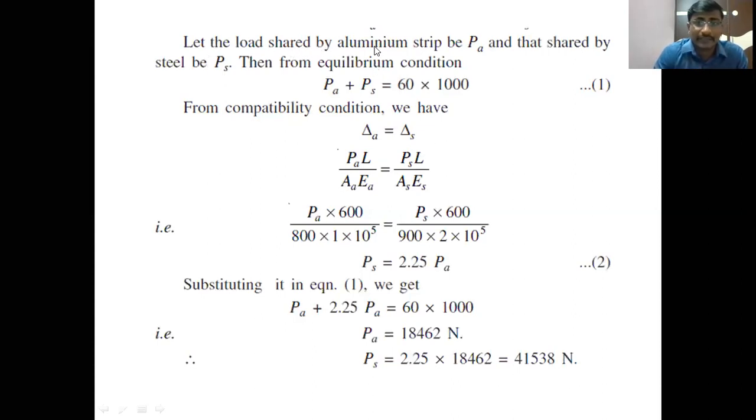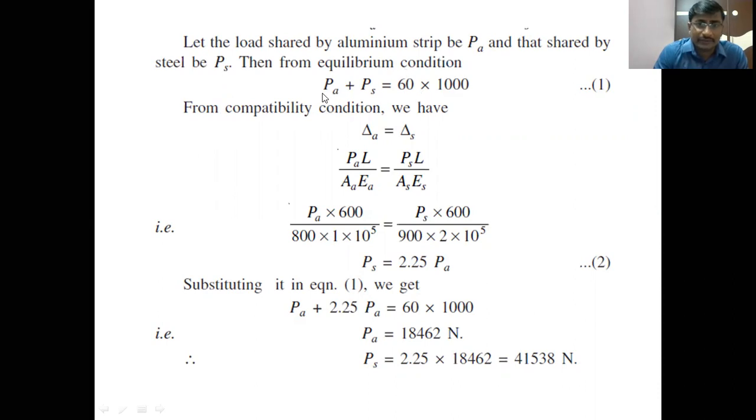Let the load shared by the aluminum strip be PA and that shared by the steel be PS. These are the assumptions. Then from the equilibrium condition, the total load, that is the applied load of 60 kN, is equal to the summation of the load shared by each material, PA plus PS. That is taken as the first equation. Clear, students? It's simple.